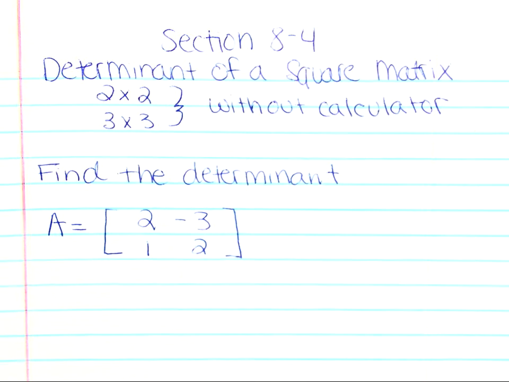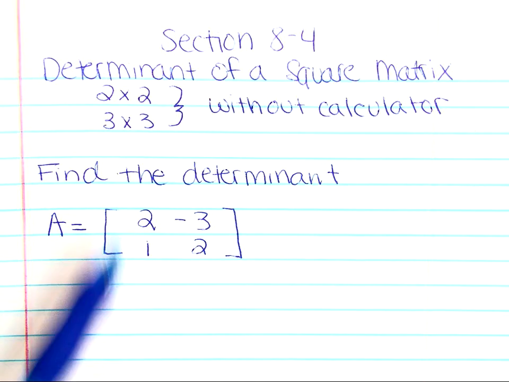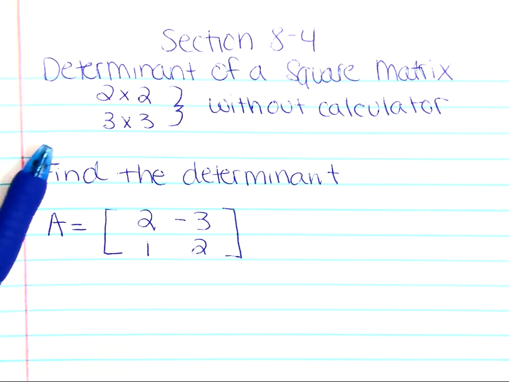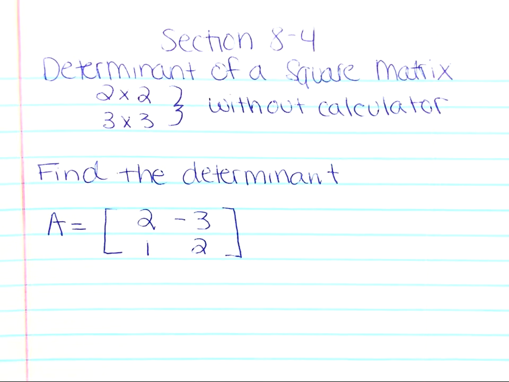Okay, so this section is going to be section 8.4, and it is on finding the determinant of a square matrix. So first of all, square matrix, here you have a 2 by 2. That's obviously a square, or a 3 by 3. So a square matrix has to have the same dimensions for its rows and columns. If it doesn't, then you should automatically recognize that you cannot find the determinant of a non-square matrix. Okay.